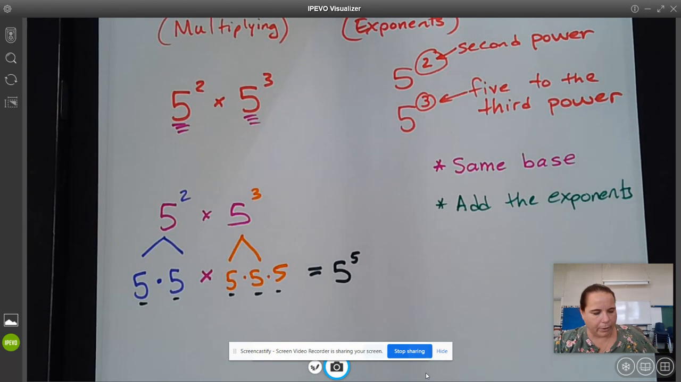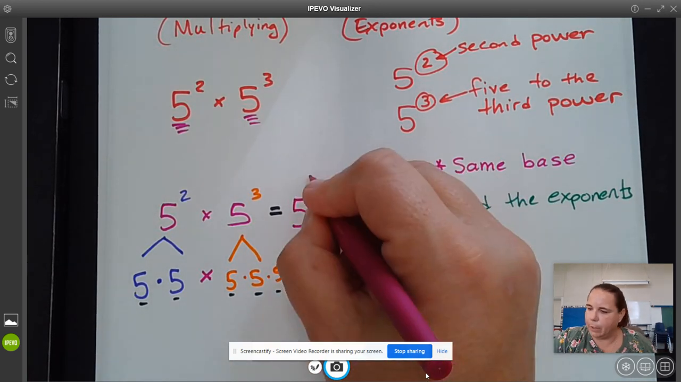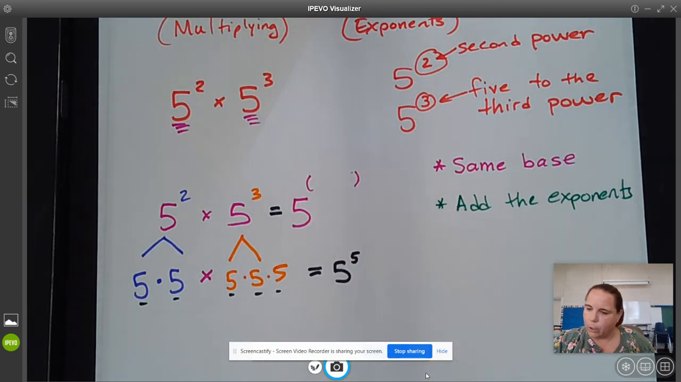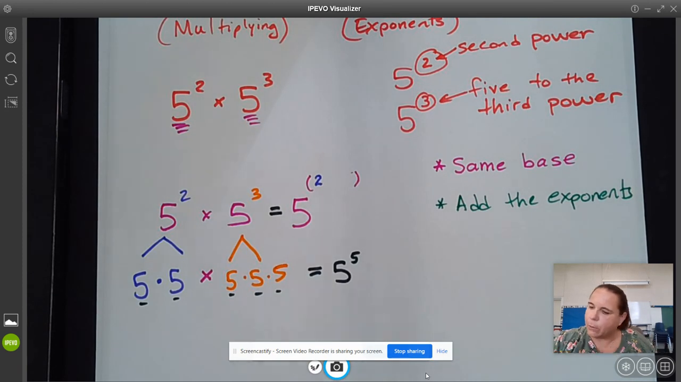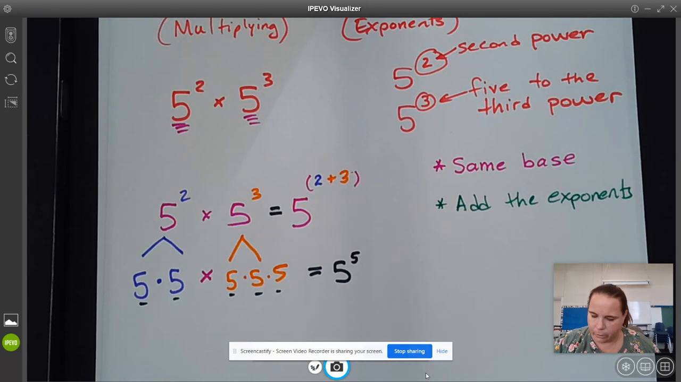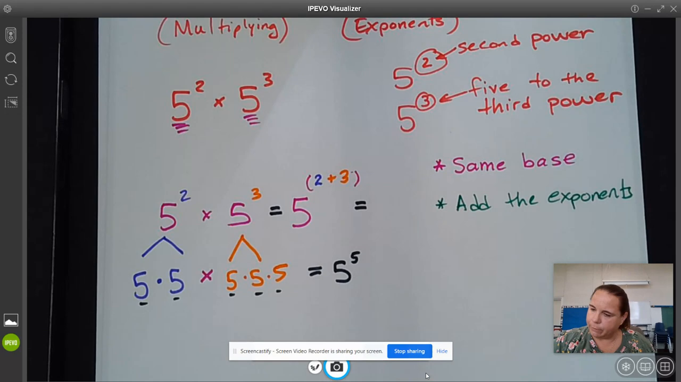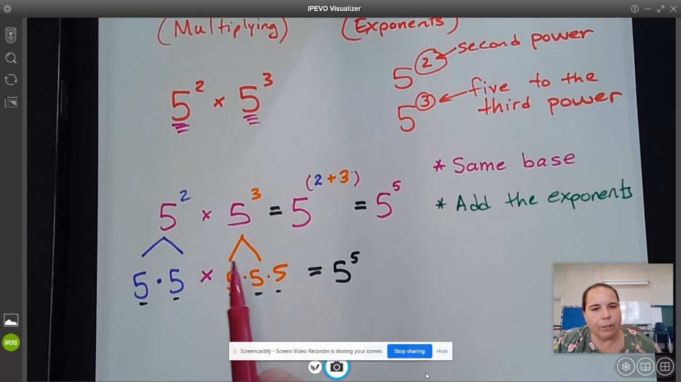And so what that's going to look like when we apply the rule is you're going to have that base, and then, as you're oftentimes going to see it written in your math book or other situations, you're going to have the first exponent added to that second exponent. And so then it simplifies and becomes 5 to the 5th power. These are just different ways of writing that same equation.